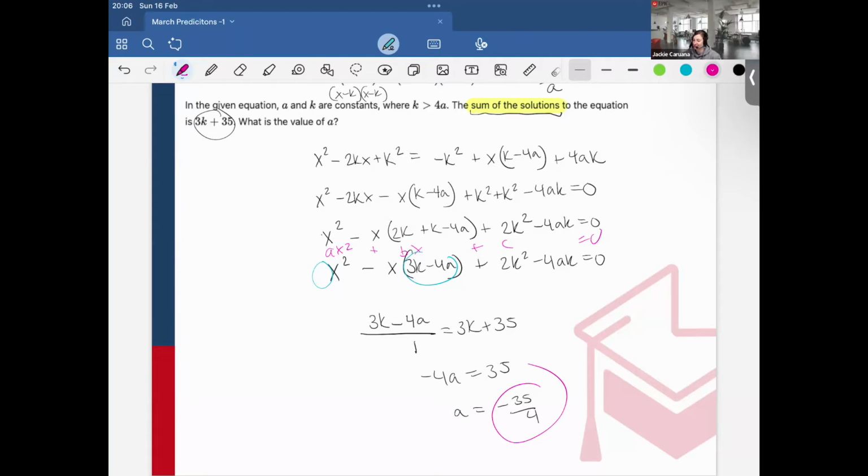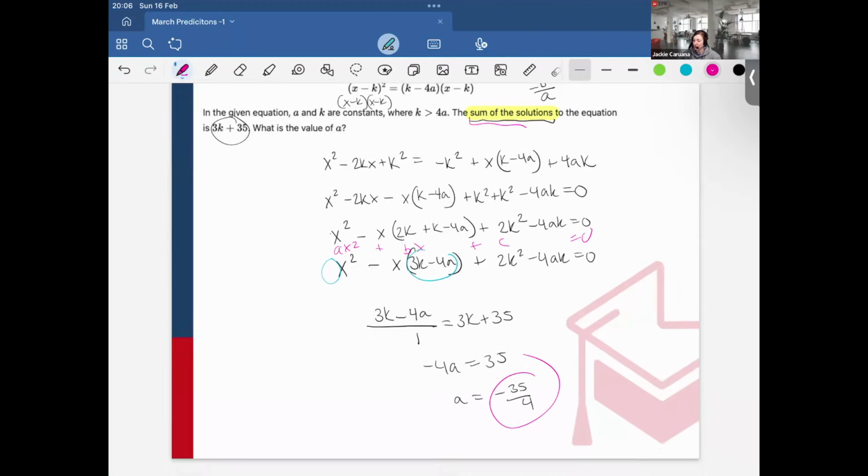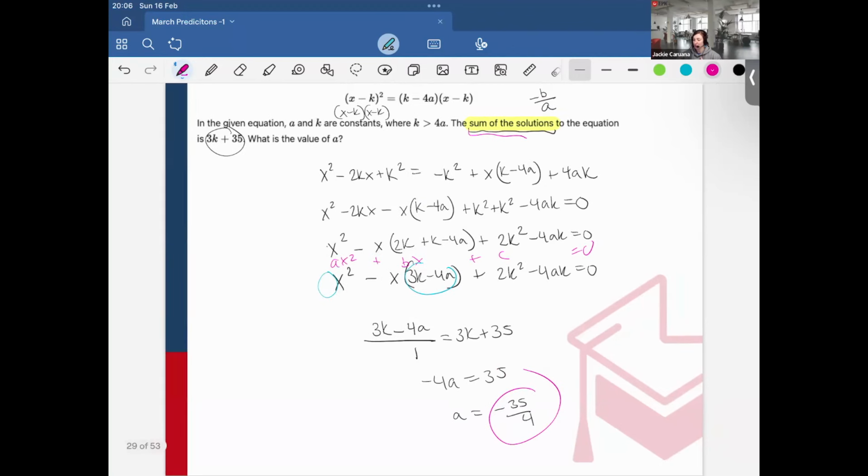Wasn't it amazing? So remember, if you get the sum of solutions and you recognize it's a quadratic equation, use the shortcut formula. It's called Vieta's formula. You don't have to know the name of it. You just have to know the shortcut. Okay, amazing. Continuing our journey. Well, it is this one.